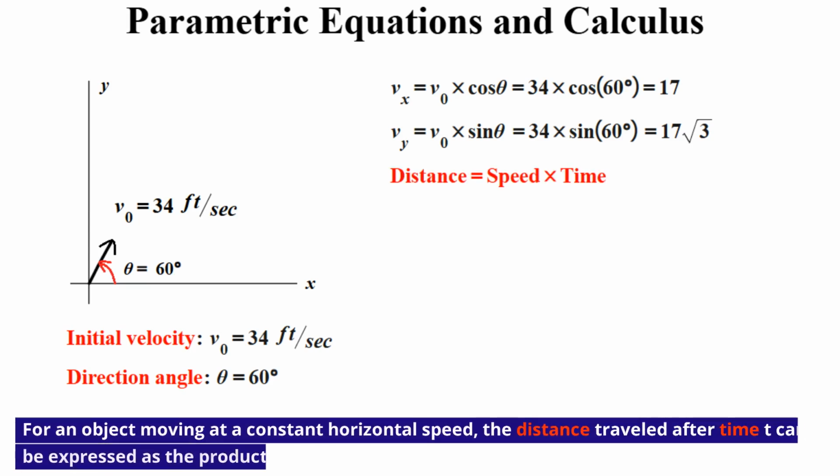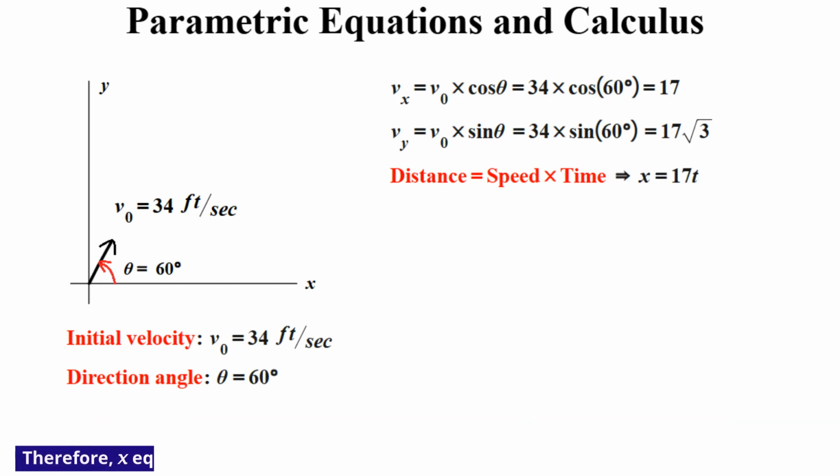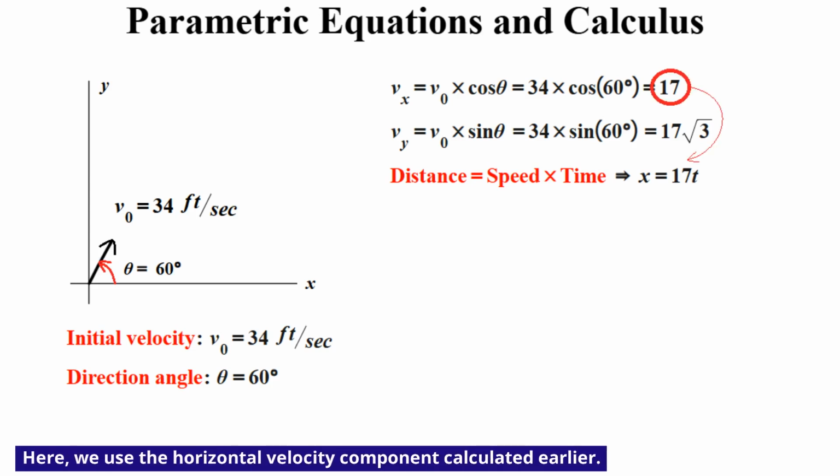For an object moving at a constant horizontal speed, the distance traveled after time t can be expressed as the product of speed and time. Therefore, x equals 17t. Here, we use the horizontal velocity component calculated earlier.